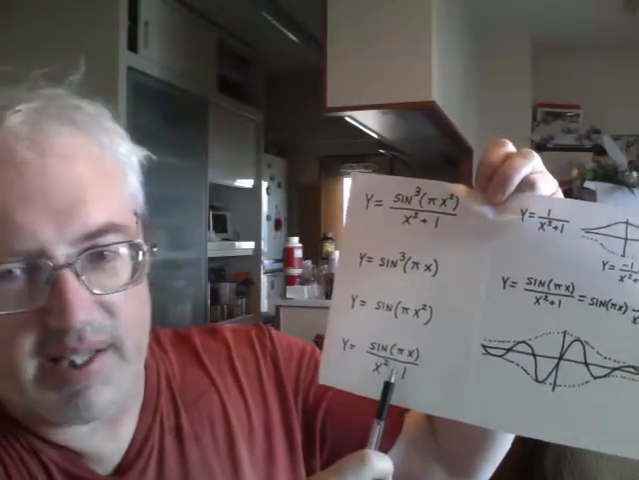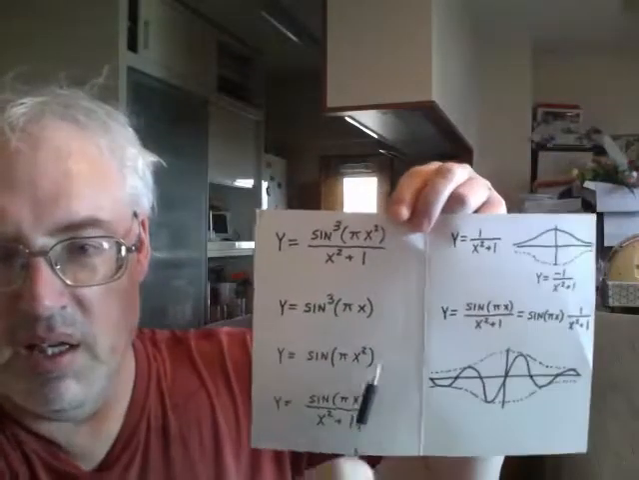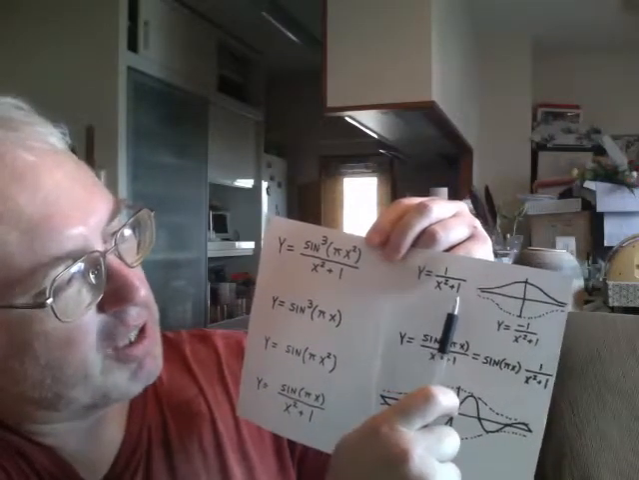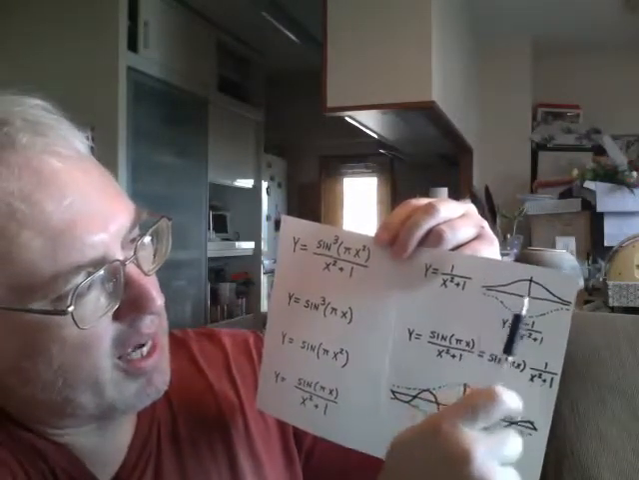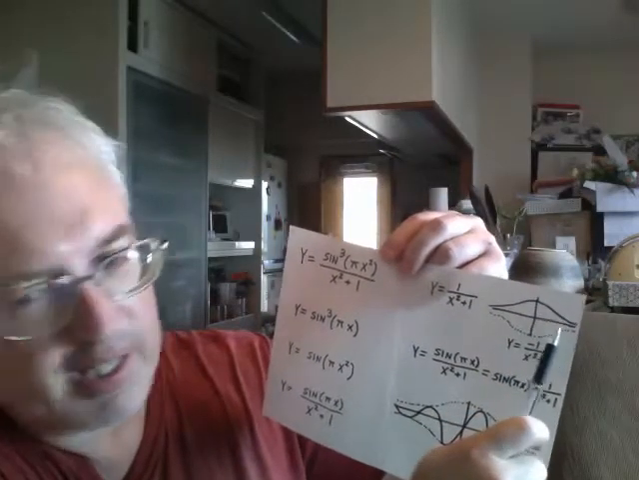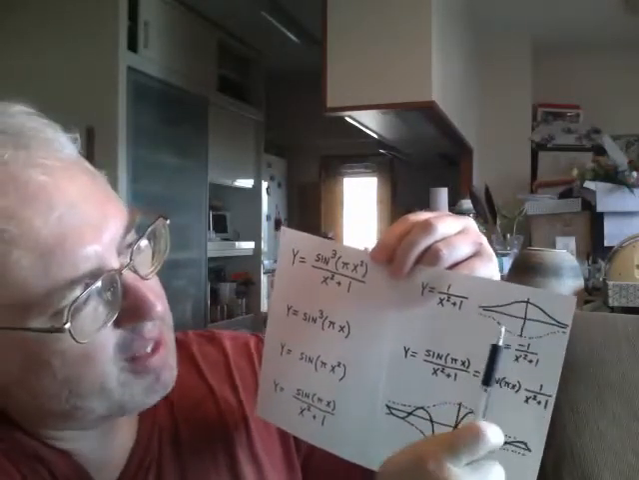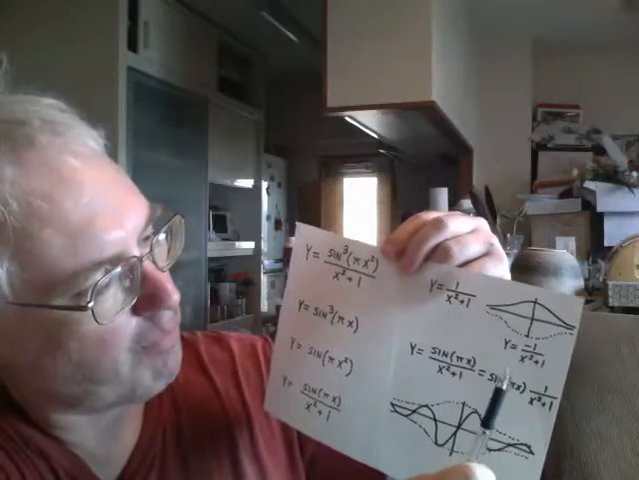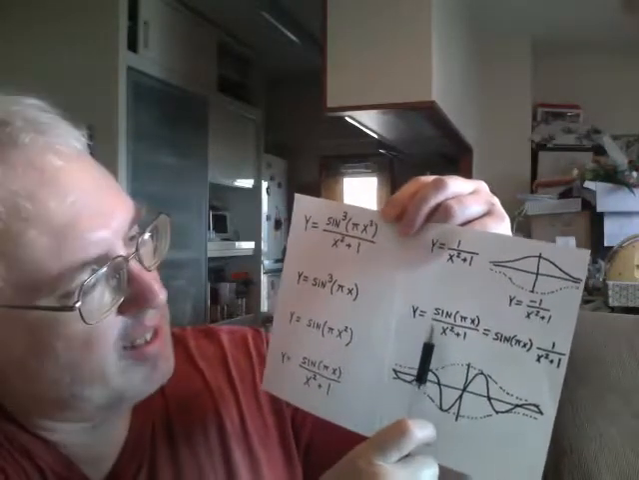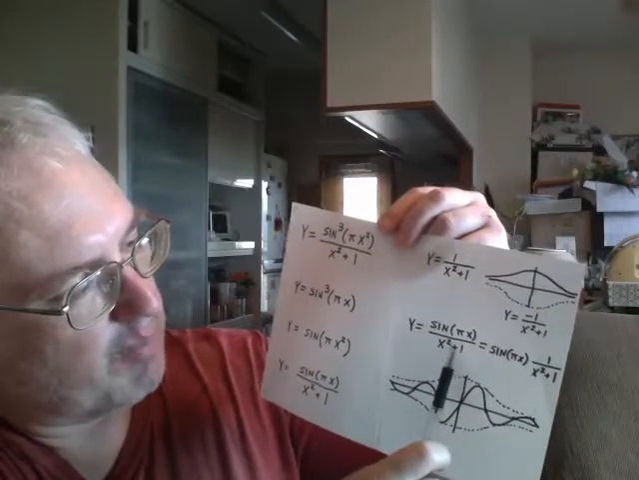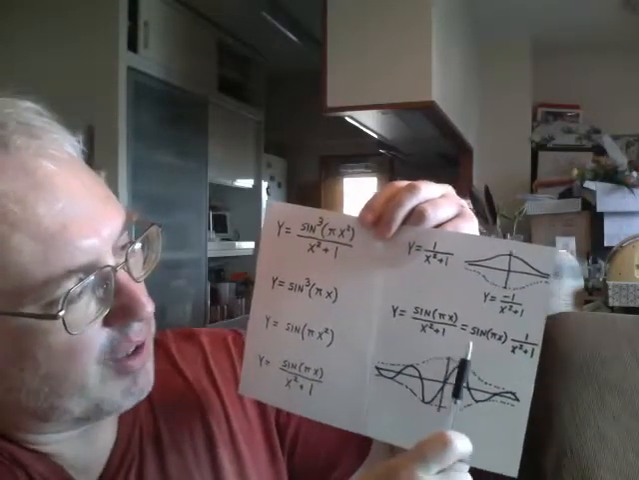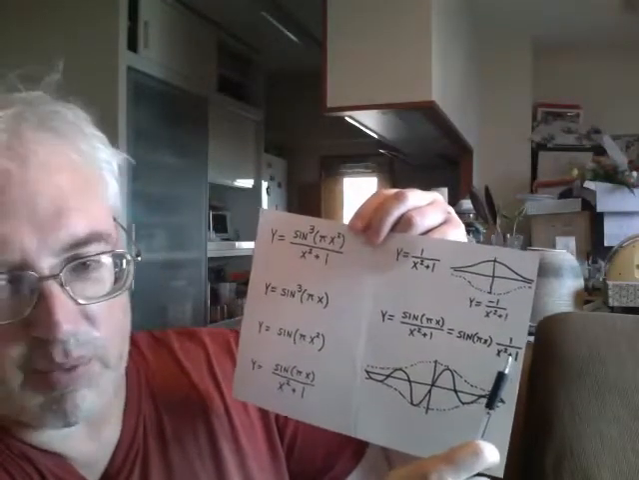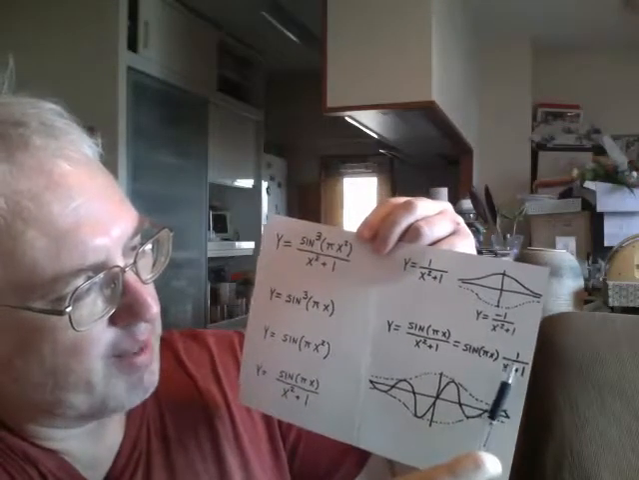So I think this last one is the easiest to understand. In the previous video, we've already talked about this function, 1 over x squared plus 1. It has the shape of a small round hill with a height of 1, and the origin is the center of the hill. So when we see sine pi x divided by x squared plus 1, it's very helpful to think of this as sine pi x times 1 over x squared plus 1, and we already know what this one looks like.